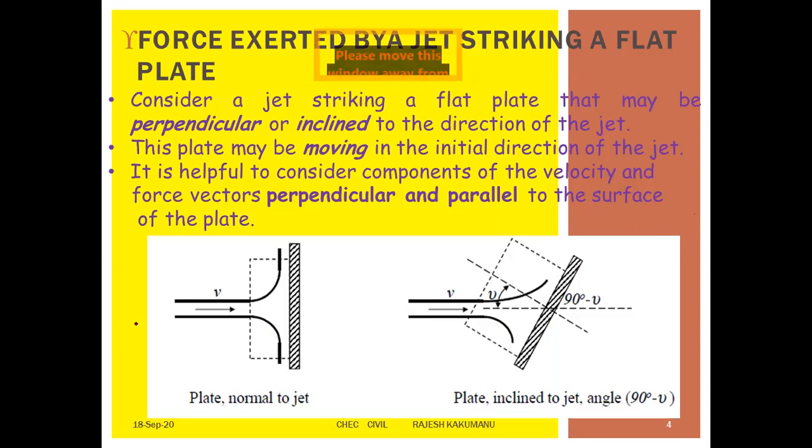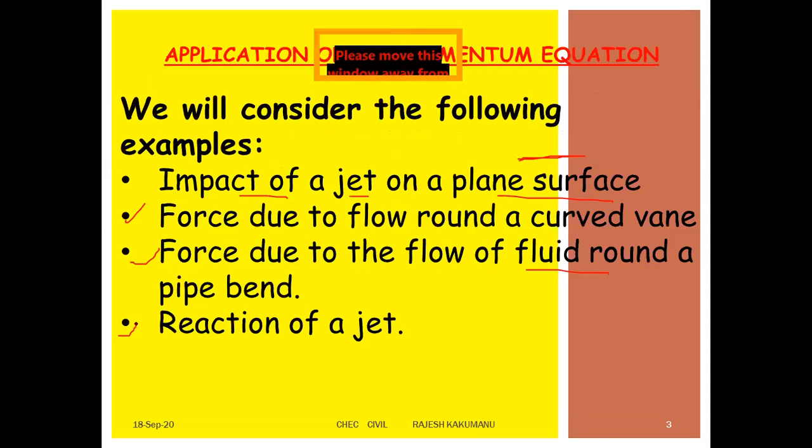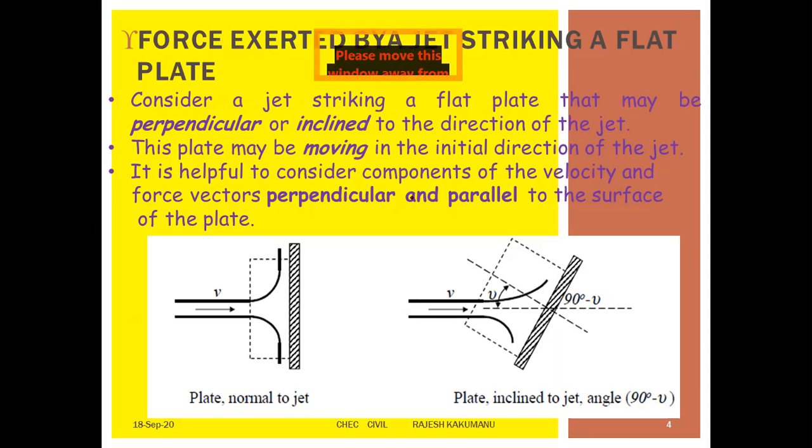Now see the force exerted by a jet striking a flat plate. If you see the first application, the impact of jet on a plane surface, we will see in real time how the process goes. From this figure you can see the plate normal to the jet. This hatched portion is a plate.